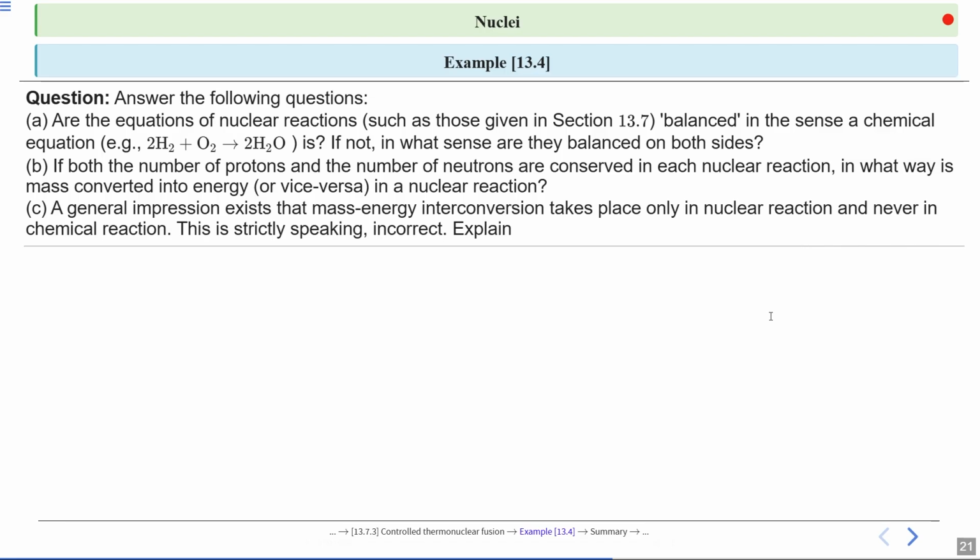Part C. Mass energy interconversion in chemical versus thermonuclear reactions. This question challenges the common belief that only nuclear reactions involve mass energy conversion. It tests your understanding that, according to physics, all reactions involve tiny changes in mass that correspond to energy changes. But these are much smaller in chemical reactions.